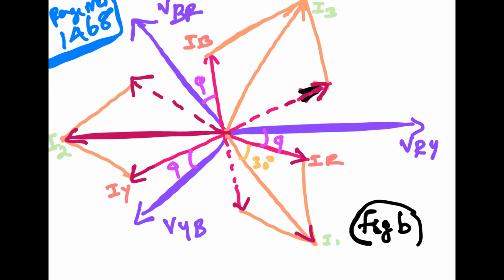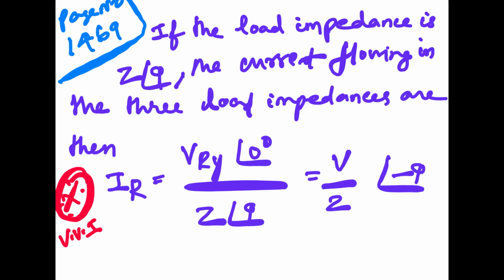Kindly note, IR will lag or lead the phase voltage VRY by angle phi as dictated by the nature of the load impedance. If the load impedance is Z angle of phi, the current flowing in the three load impedances, that is IR, is VRY angle of 0 degrees divided by Z angle of phi, which is equal to V divided by Z angle of minus phi. Then find out IY and IB similarly.